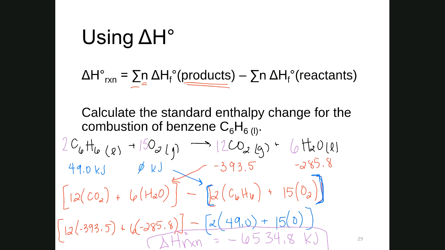This is how we're getting the numbers for each reaction in a Hess's law problem. This is also a way for us to find the overall enthalpy without going through a Hess's law problem.